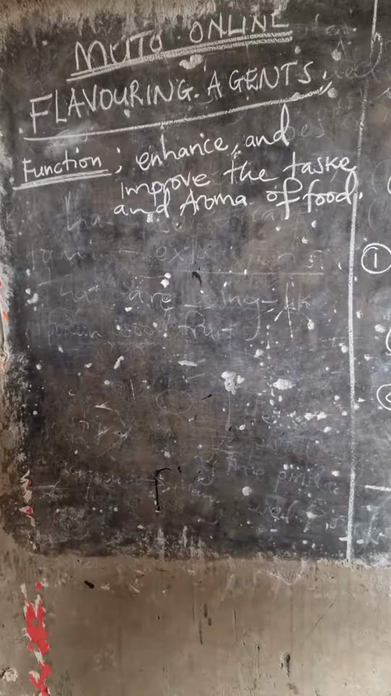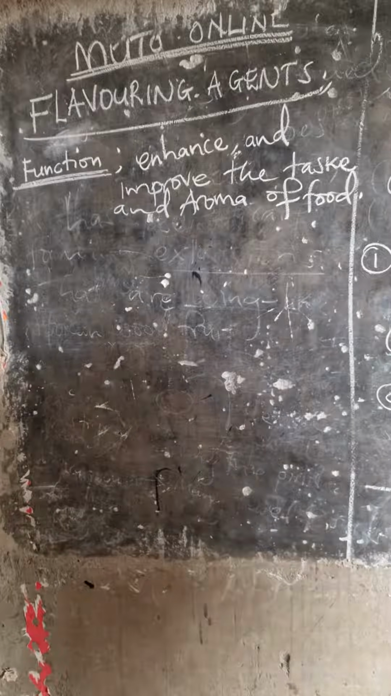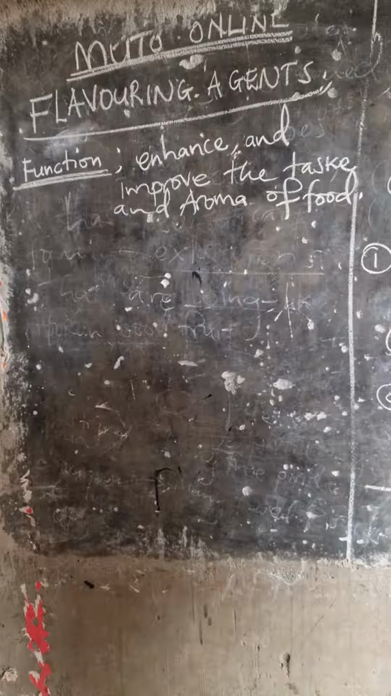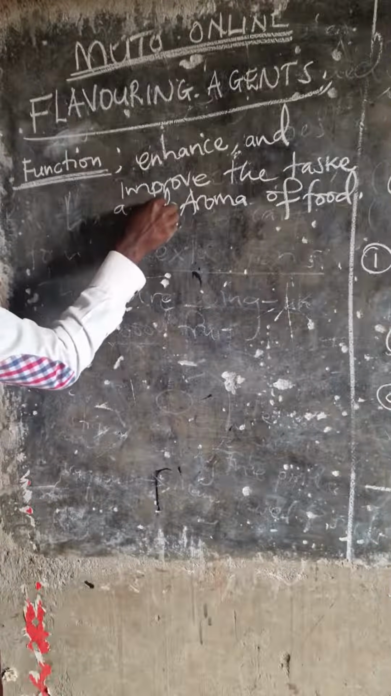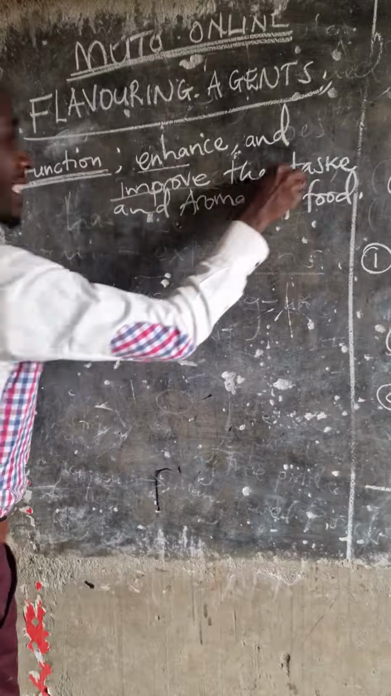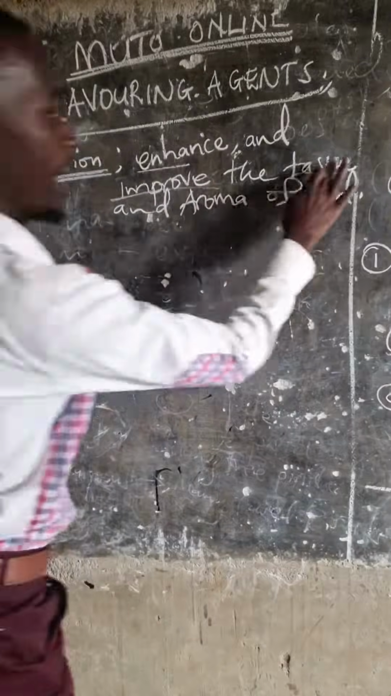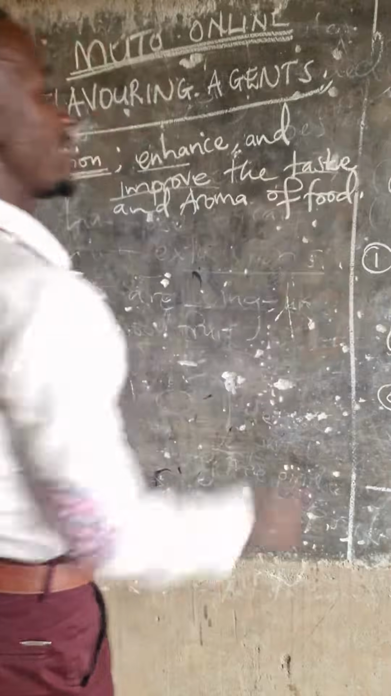We are looking at the function of the flavoring agents. So the flavoring agents, if they are sweeteners, they enhance and improve taste for any food. Taste.